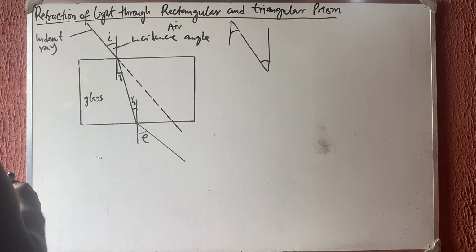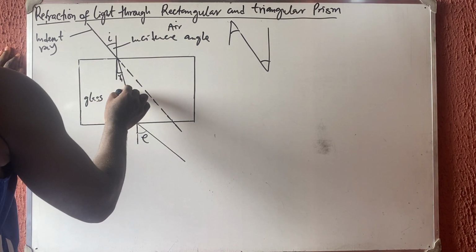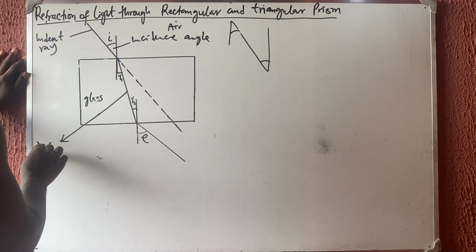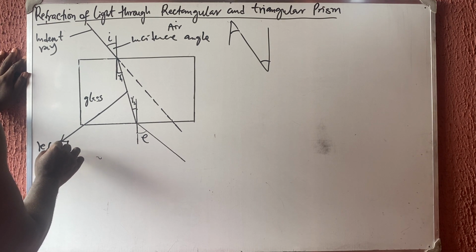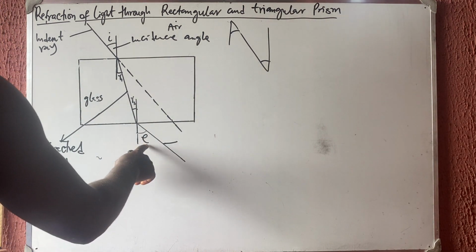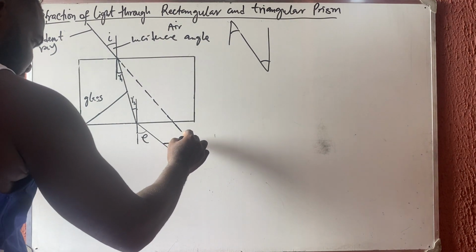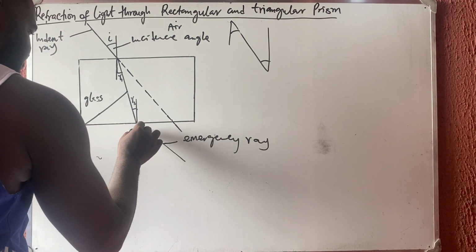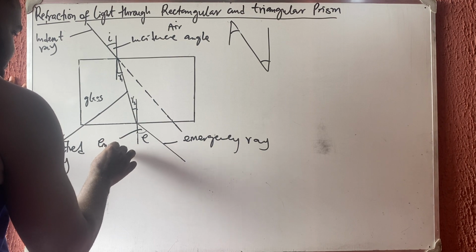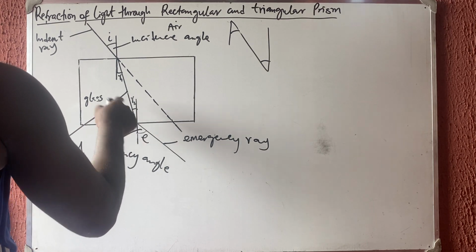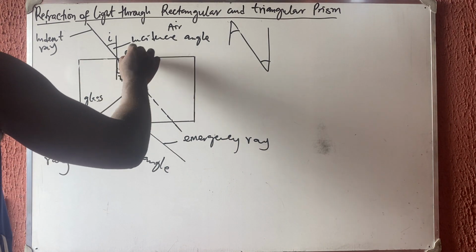This is the refracted ray. This one is the emergent ray, and this is the emergent angle. This one is the new incident ray, and here is your refracted angle.